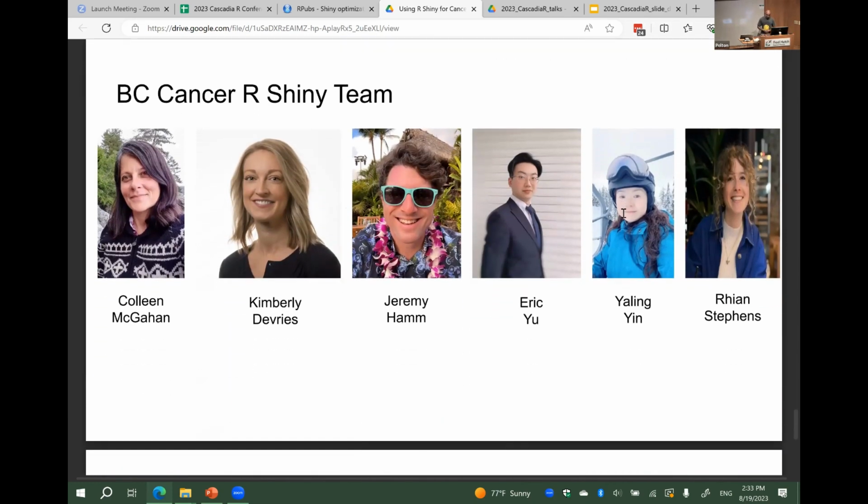And for the interest of time, again, it was a team effort. So this is the BC Cancer R Shiny team. These are all statisticians that are now expert Shiny developers. So we've got Colleen, Kim, Jeremy, Eric, Yelling, and Rian.